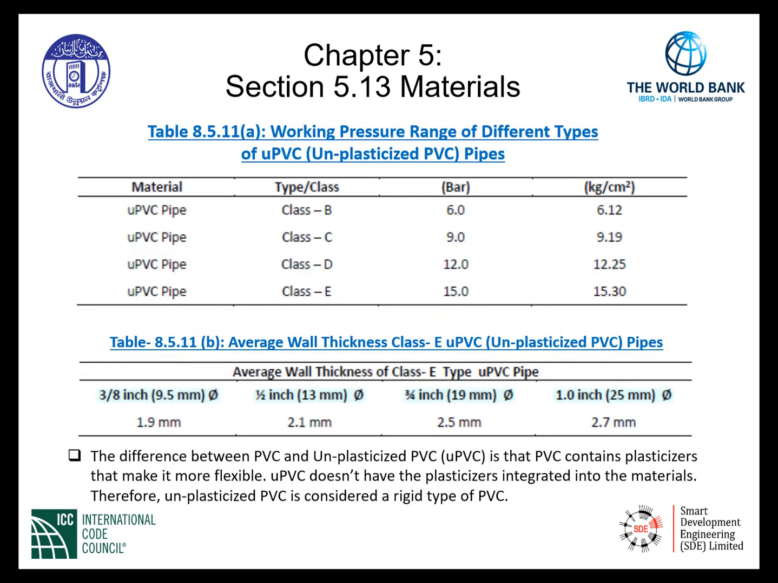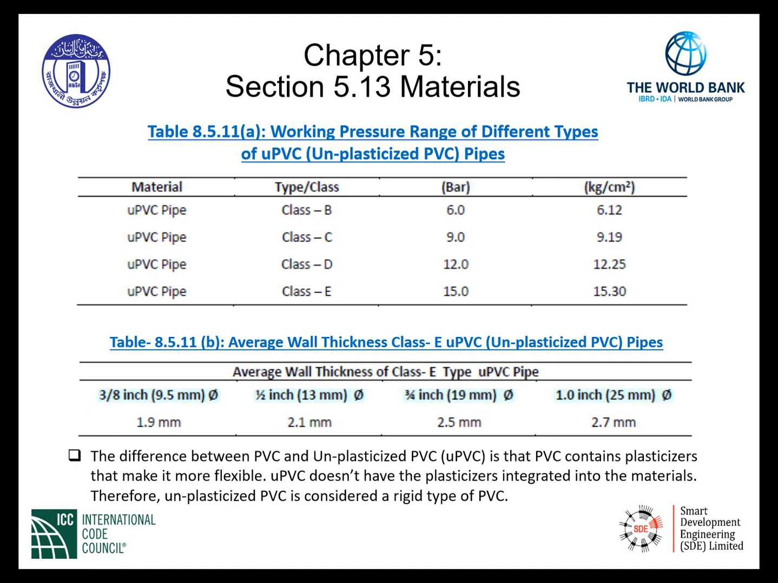The next table is Table 8.5.11a, working pressure range of different types of unplasticized PVC pipes. Now, the difference between PVC and unplasticized PVC is that PVC contains plasticizers that make it more flexible. UPVC doesn't have the plasticizers integrated into the materials during the manufacturing of that particular type of piping material. Therefore, unplasticized PVC is considered a rigid type of PVC.